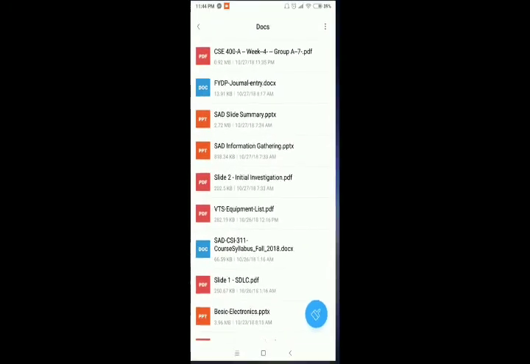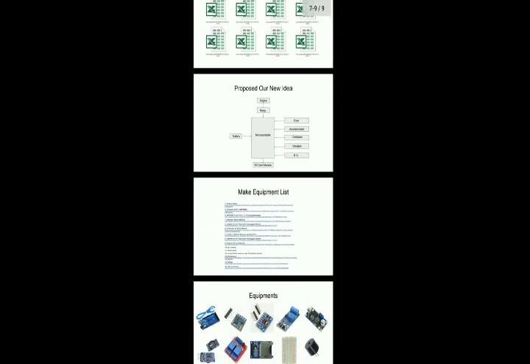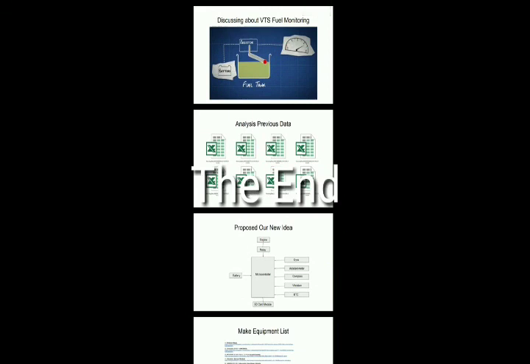So this is it for now. We're waiting on confirmation from Palace for the equipment, and we're really excited to work on it. So that's it. Thank you.